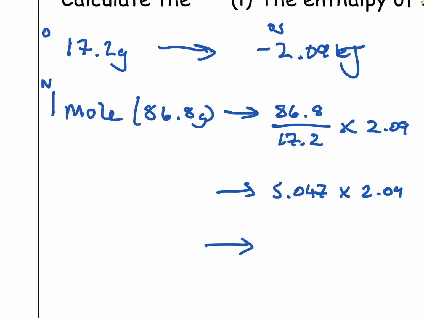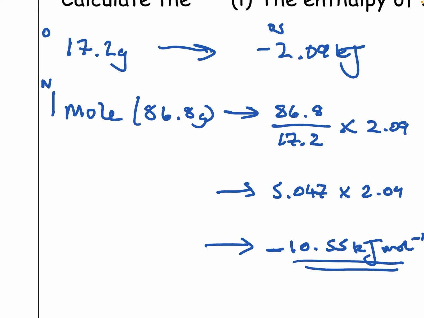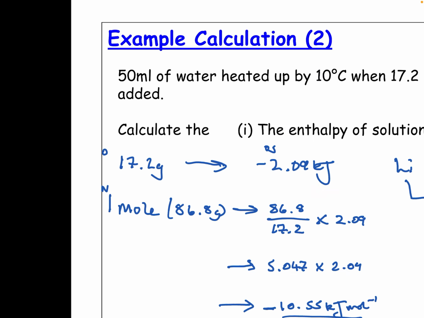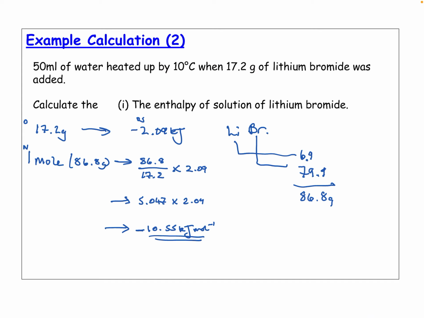And then you want to do that, and the calculator will give you 10.55 kilojoules per mole. However, we said this was exothermic because it heated the water, so it's a wee negative there. Okay, and that is how you do the enthalpy of solution for lithium bromide.